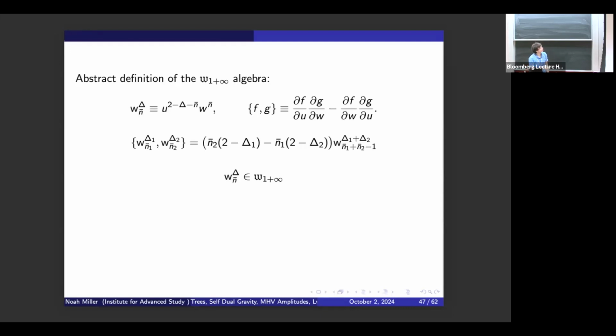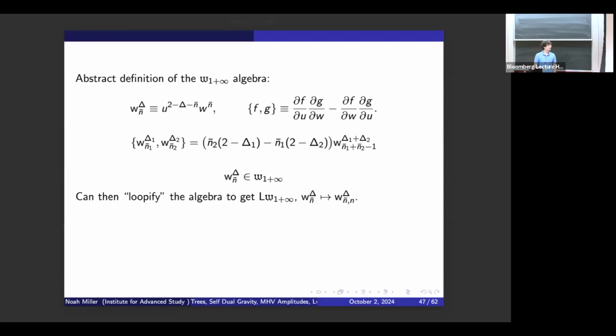So here you have a Poisson bracket in U and W, and you can define these generators that are just polynomials in U and W. We're taking integer exponents, labeling in a funny way, but whatever. Here I'm labeling the generators as such, and you just literally take these generators, put them in the Poisson bracket, and get out a commutator. That's the W1+infinity algebra.